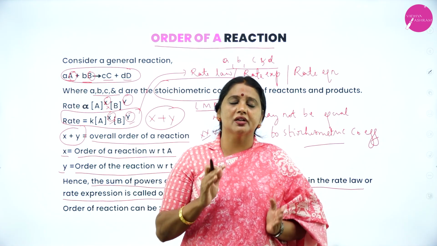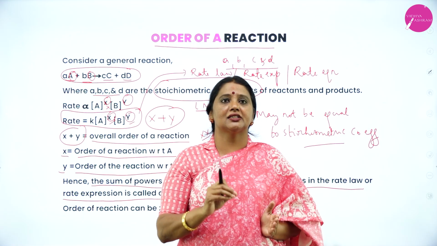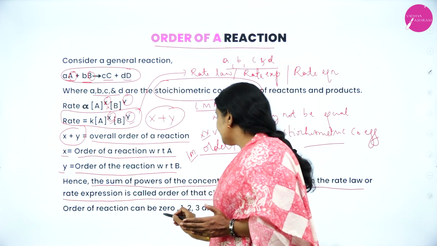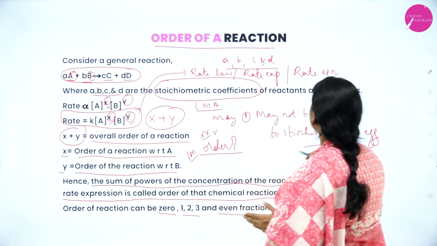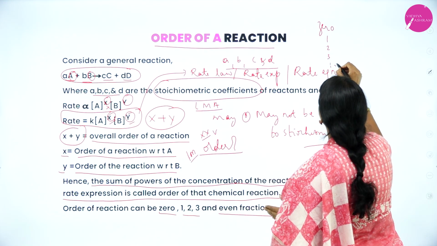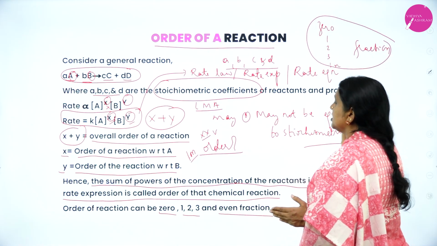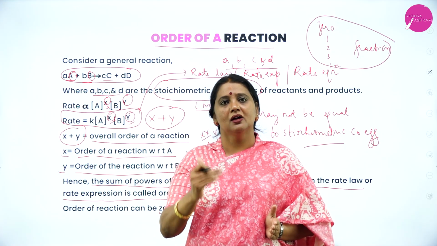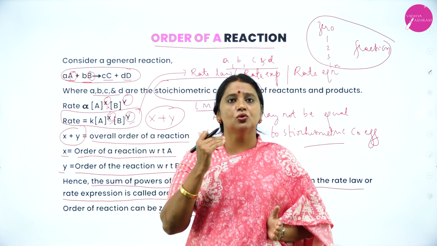If you want to find out the order of any reaction, you should add the powers of the molar concentration of the reactants. The order of the reaction may be 0, 1, 2, 3 up to n, as well as a fraction. Don't think that order is always a whole number. Order may be 0, or it may be a fraction, as well as a whole number.